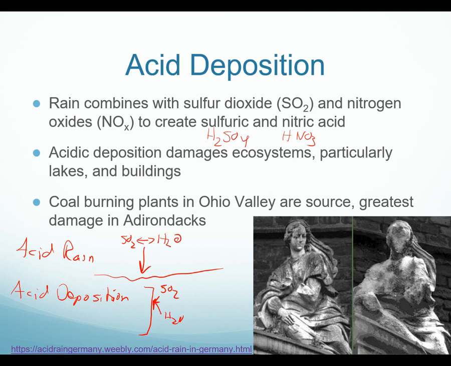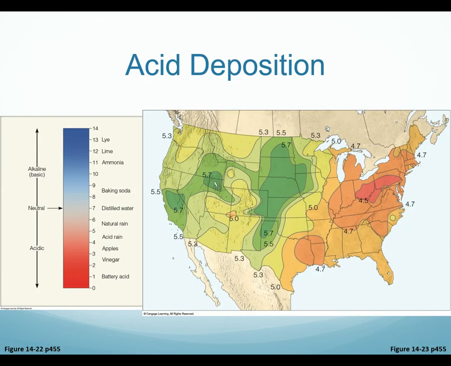Now, here's why we're worried about it here in the United States. The Ohio Valley, everywhere from St. Louis, Missouri up through Pittsburgh, Pennsylvania, that whole area is a big area for industry, and you have a number of coal-burning plants for that industry in the area. And so we have huge amounts of damage in the Adirondack mountains and forests. So it is a big worry.